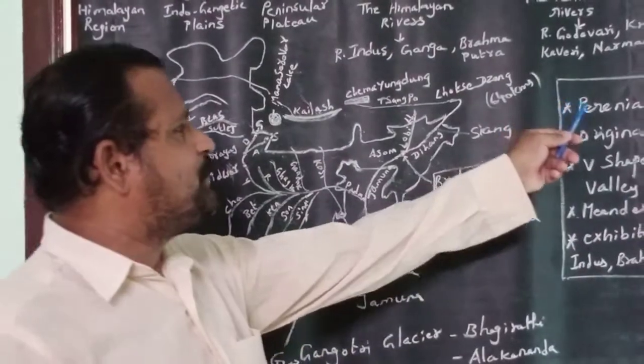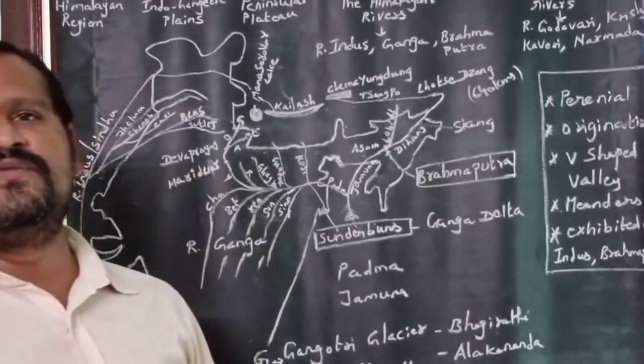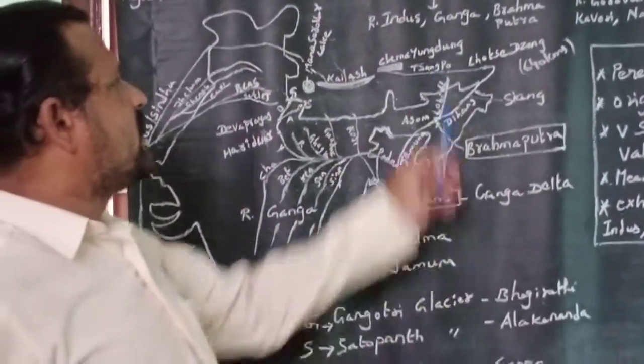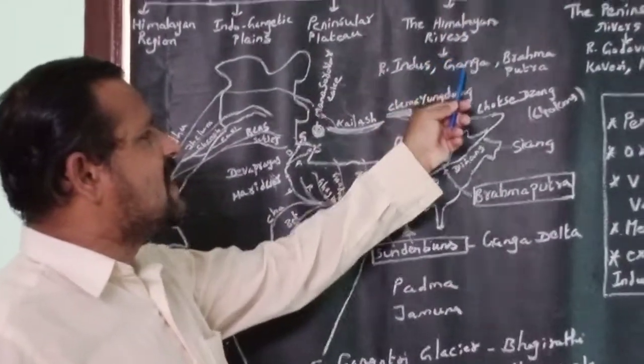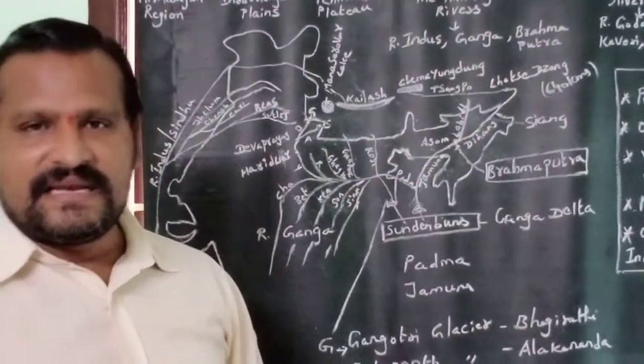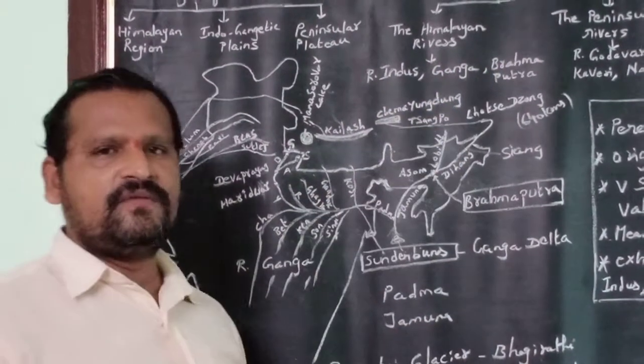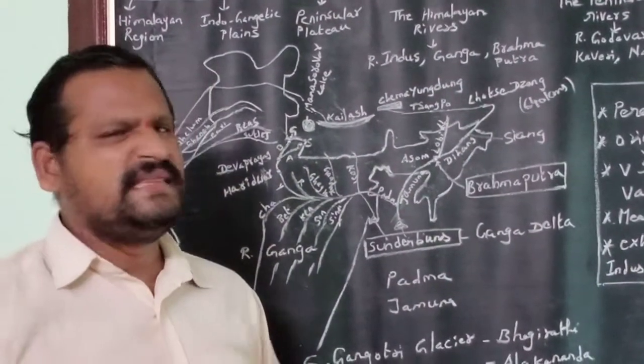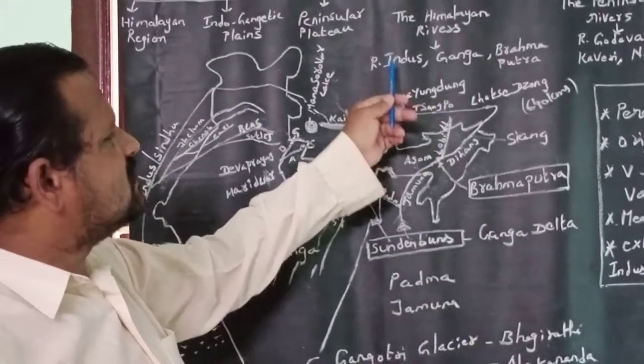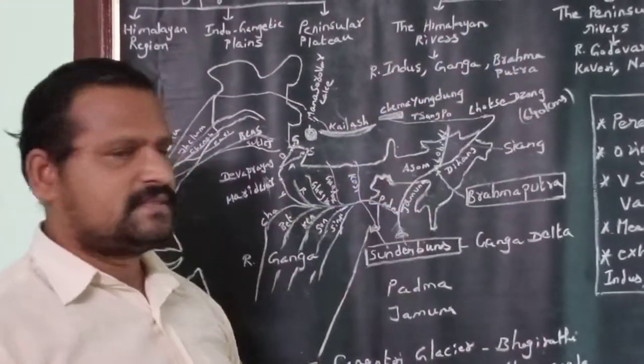The Himalayan rivers are perennial. Perennial means, in Telugu we call Jeeva Nadilu. The Himalayan rivers like Indus, Ganga, Brahmaputra are perennial rivers. It means the water in Indus River, Ganga River, Brahmaputra River flows throughout the year. They never dry up. So these rivers are called perennial rivers.